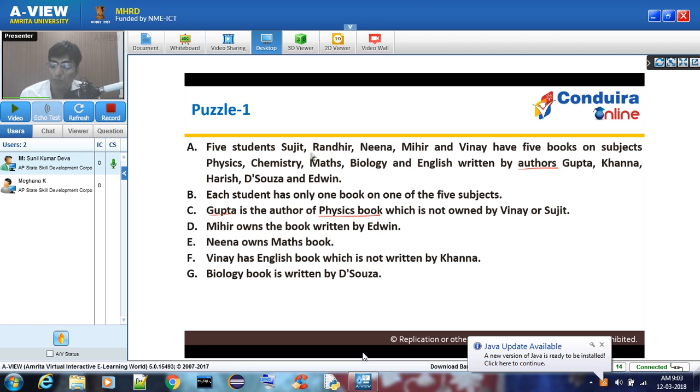Now, this book is not owned by... This is what I call negative information. This book is not owned by Vinay or Sujit. Who owns it? I still do not know. What I know is that it is not Vinay and it is not Sujit. This is a kind of information that we say is negative information. Why is it negative? Because it does not allow me to write down anything directly.